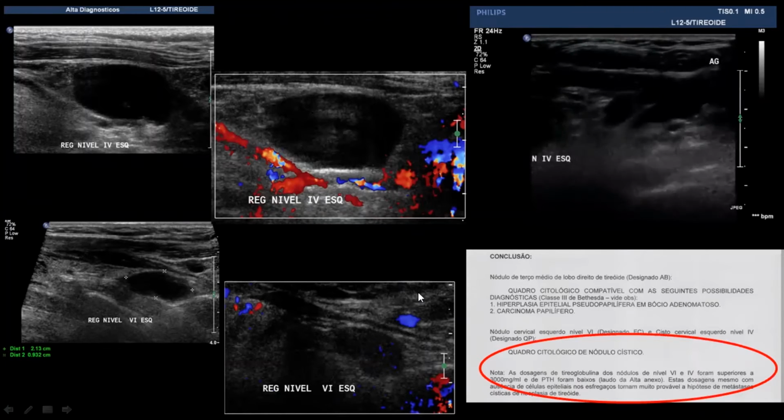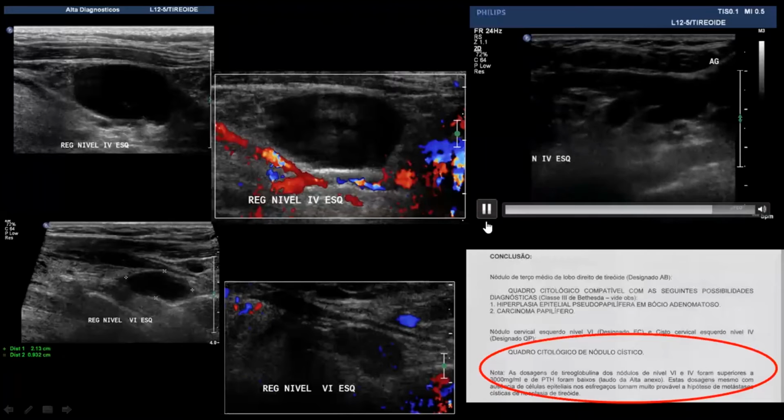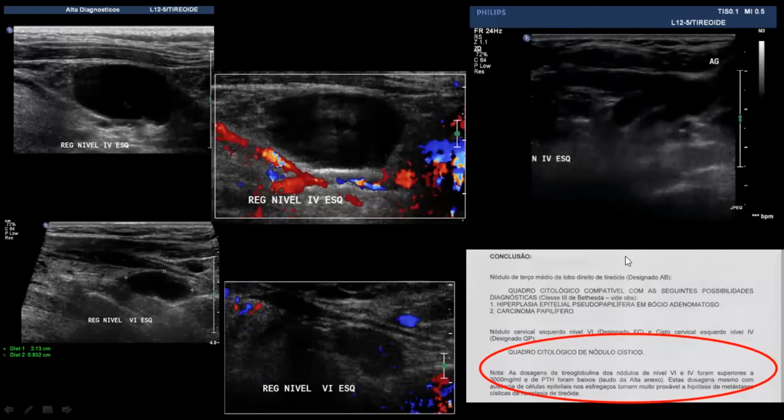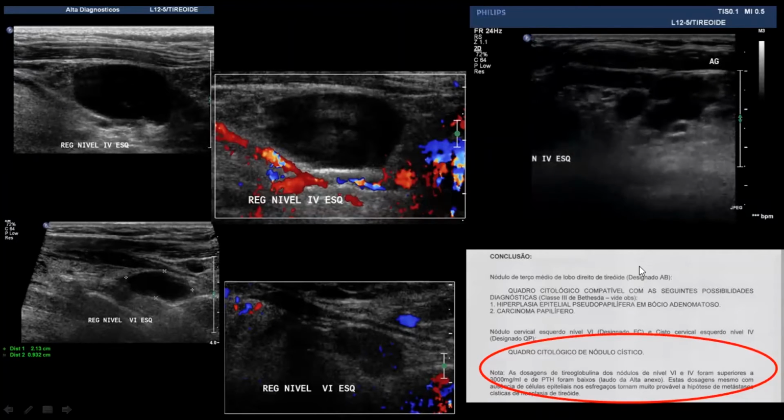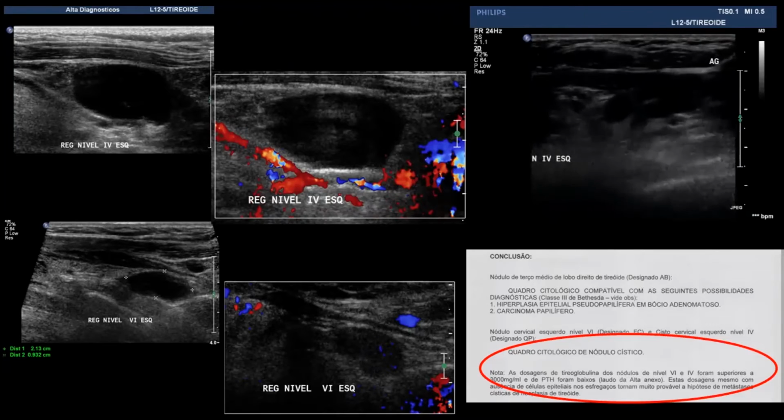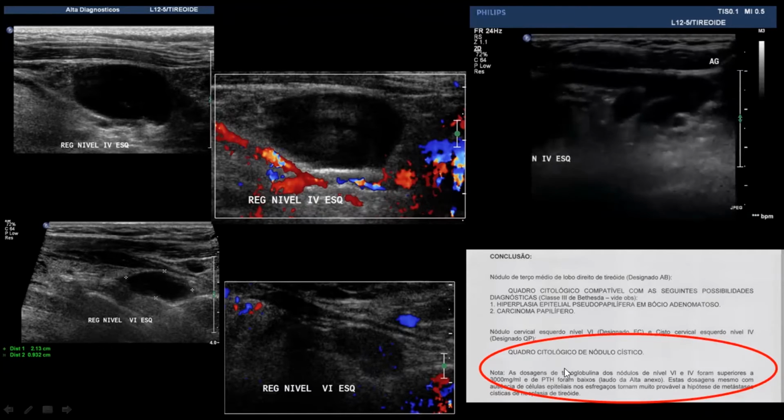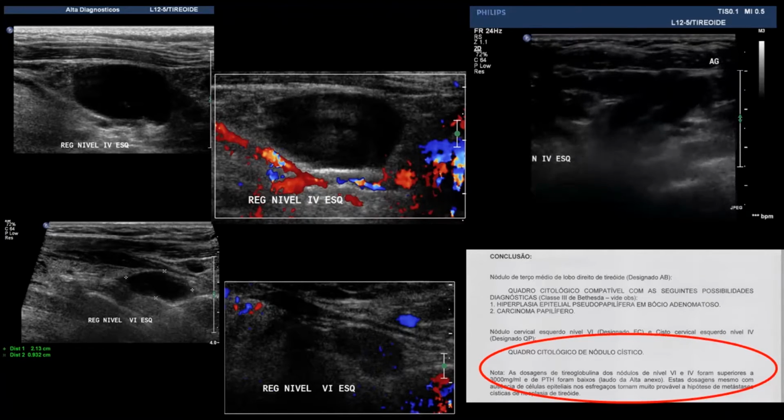And when you perform a fine needle aspiration, in case of a cystic lesion, it's possible to send it directly to dose thyroglobulin or calcitonin or parathormone. In this case, we have the diagnosis from the thyroglobulin dose. It was a papillary carcinoma metastasis, cystic metastasis.